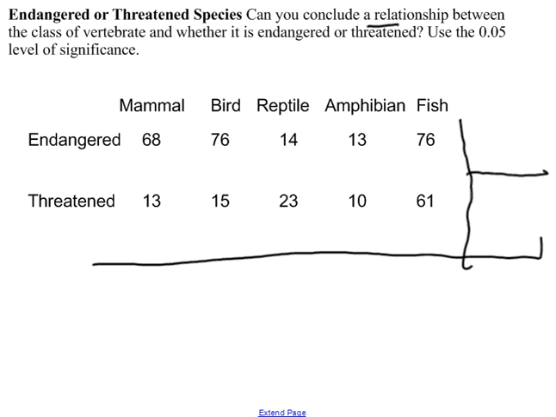When we're dealing with these, the first thing we need to check is whether it's okay to use, and that deals with calculating the expected values. And in order to calculate those, you need the row sums and the column sums.